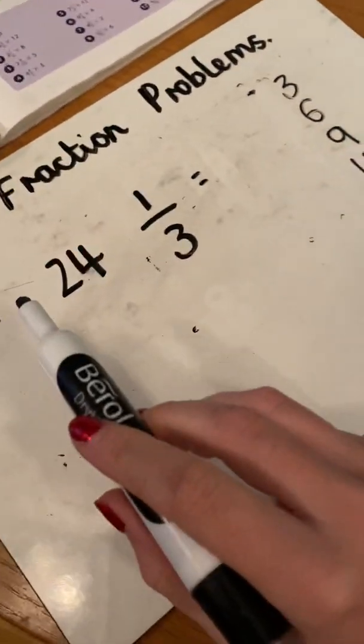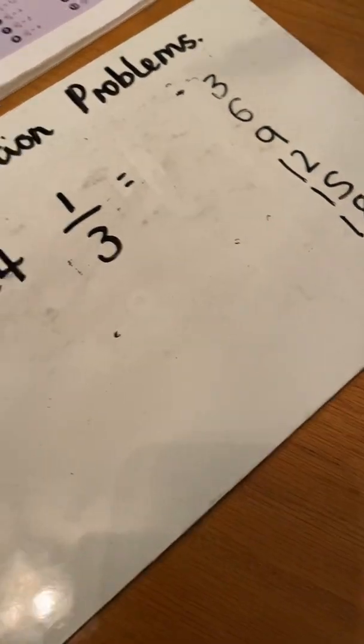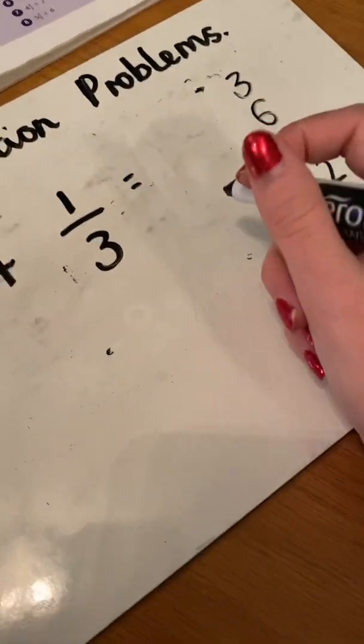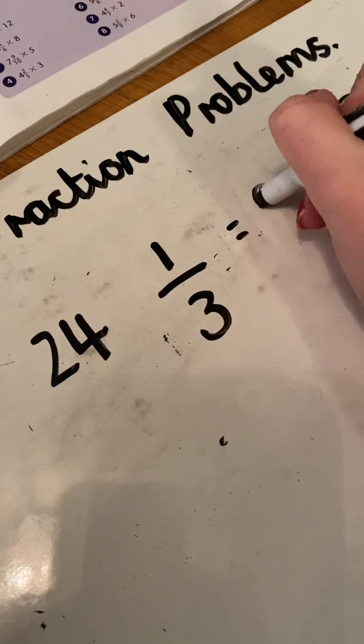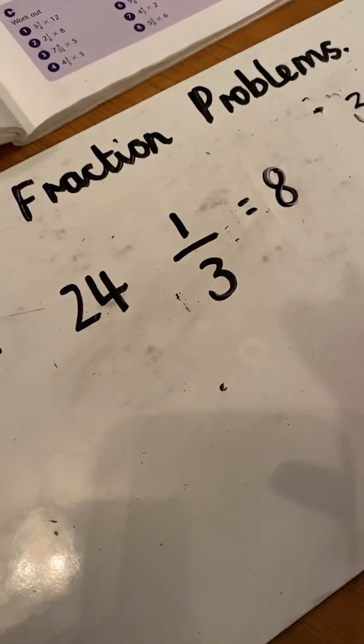So I've got 24 there. So then what I can do is count how many 3s are in 24. Bit of a spoiler there. So the answer is, of course, 8. However, even though we've done that maths, we haven't finished the question.